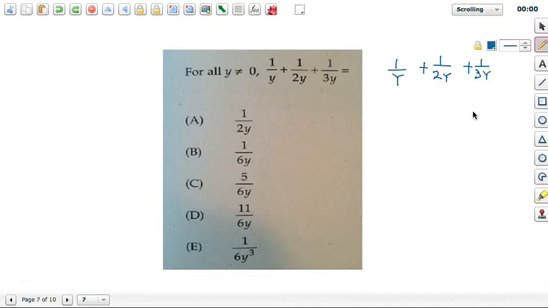1/3y. The easiest way to do this problem is to draw your division bar and figure out the lowest common denominator between y, 2y, and 3y. So 6y is the smallest number that y can go in, 2y can go in, and 3y can go in. So y goes into 6y 6 times. 2y goes into 6y 3 times. The y's cancel out. 3y goes into 6y 2 times. So the total here is 6 plus 3, 9, 10, 11. So the answer is 11/6y. The correct answer is D.